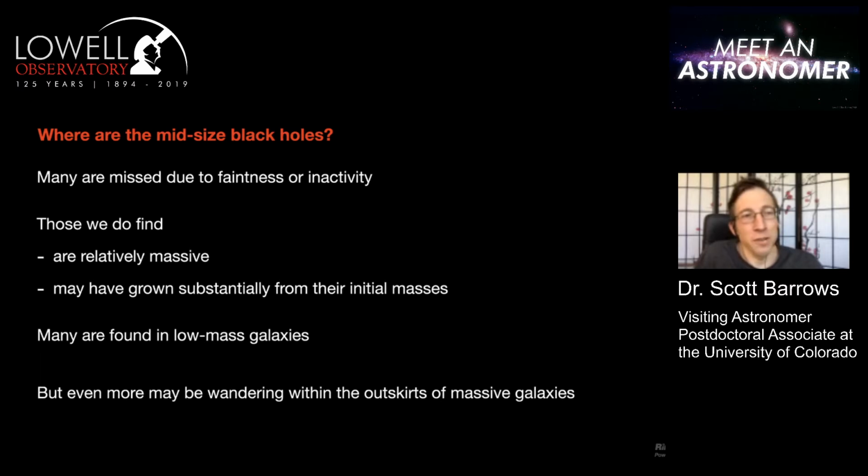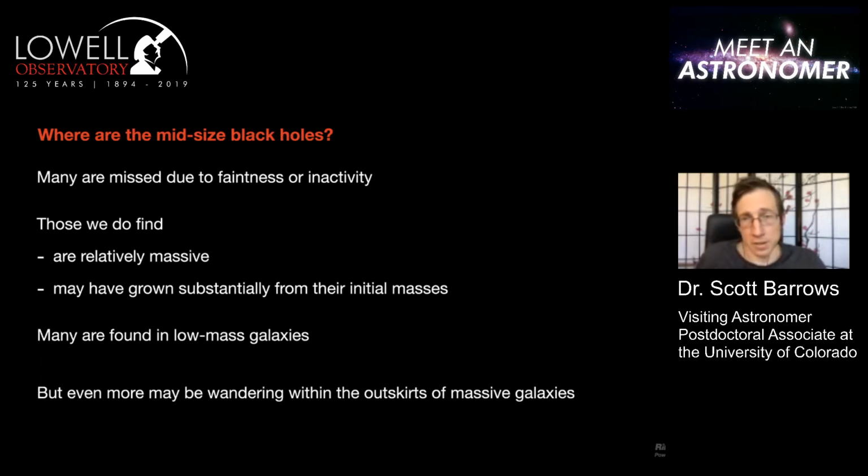So first, we know that many are missed due to faintness or inactivity, but we do find a fair number of them. Those that we do find are relatively massive, and this is an observational bias. Of course, we can find the most massive things that are shining most brightly. But we also see that a number of them may have grown substantially from their initial masses due to these merger events. So that means that they may very likely have been much less massive than we're observing them to be now.